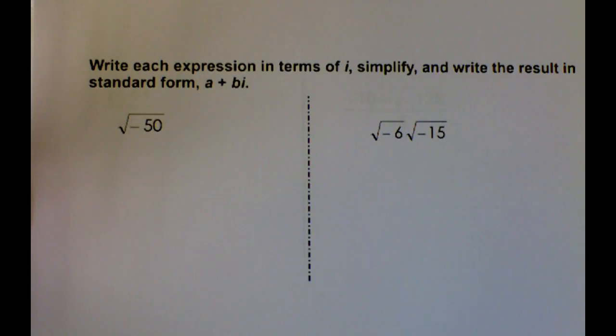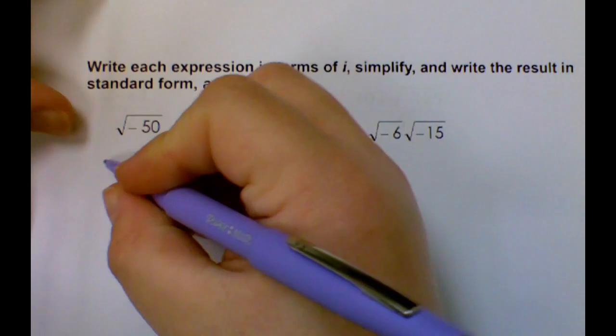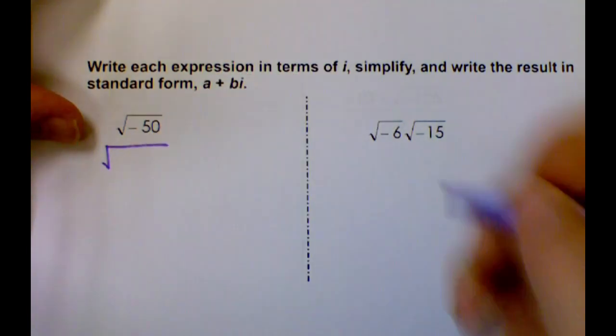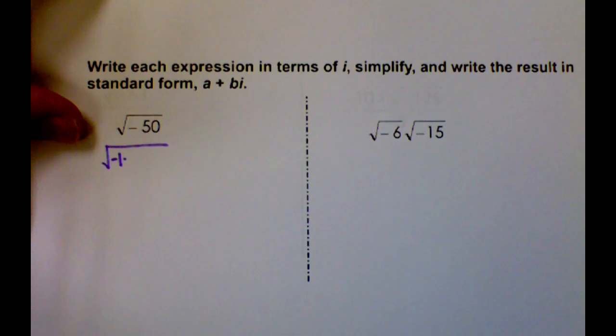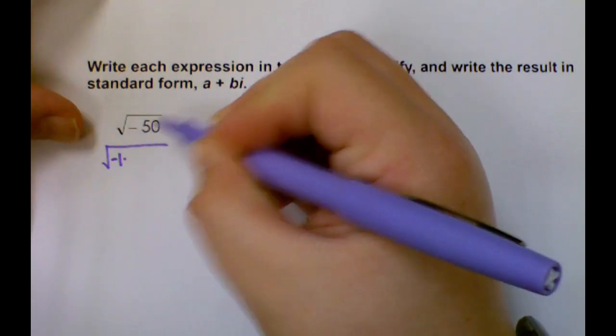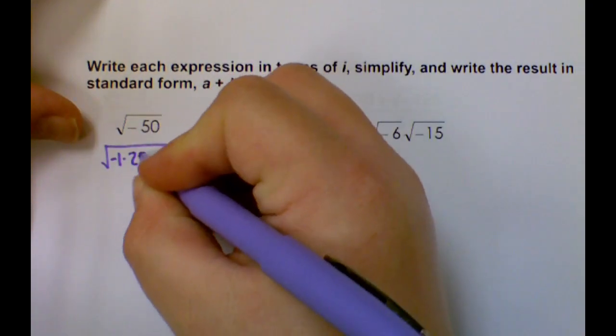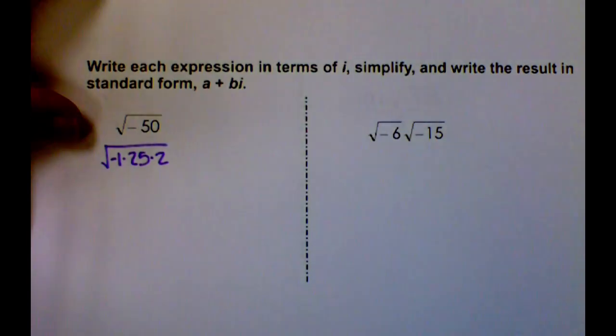So we're going to write each of these in terms of i and simplify, and then write the answer in our complex number form. For the square root of -50, we're going to start by breaking this down. I'm going to take out that -1 because that's tricky. Then 50. Well, I know that a perfect square that goes into 50 is 25, and times 2.